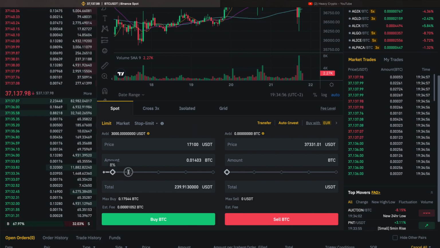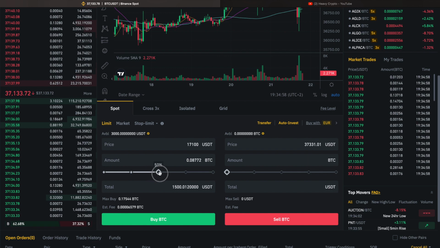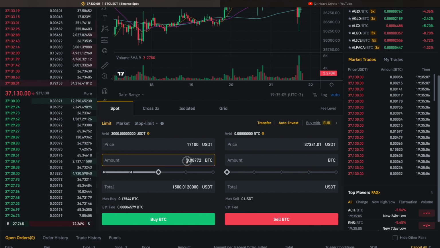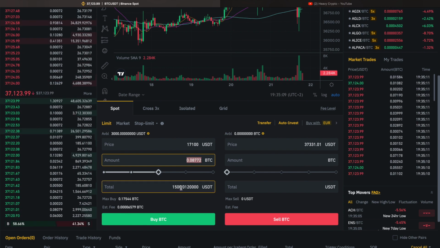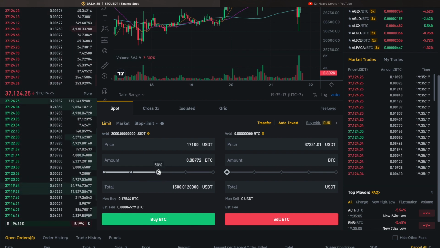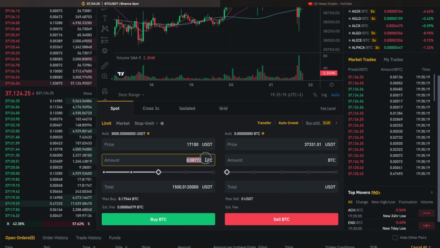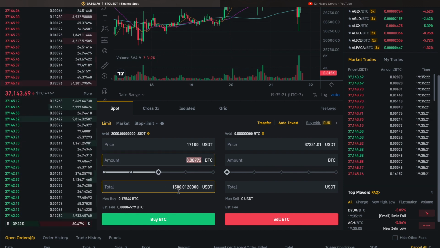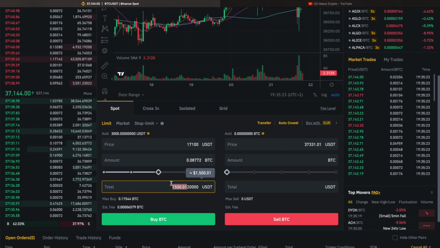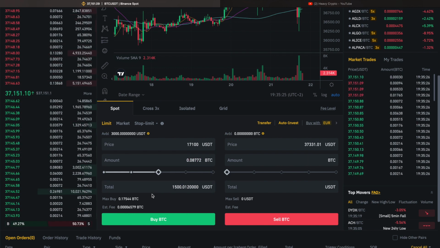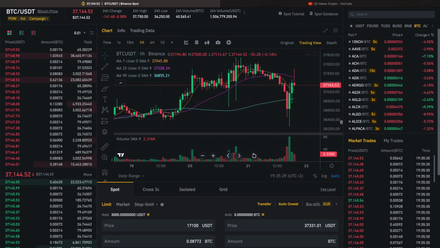So let's swipe this to, let's say I want to use 50% of my money, meaning I'm gonna get this amount of Bitcoin, and I will spend 1,500 because you can see I only have around 3,000 US dollars right here. So I'm using 50% of my money and I'll get this amount of Bitcoin and I will spend 1,500 USD. So this is it about spot trading. You simply have to buy low and then sell at a higher price.